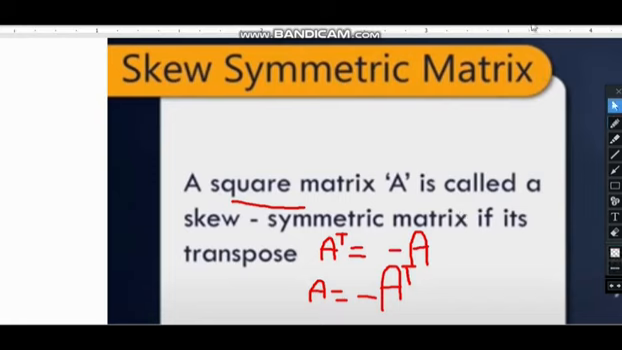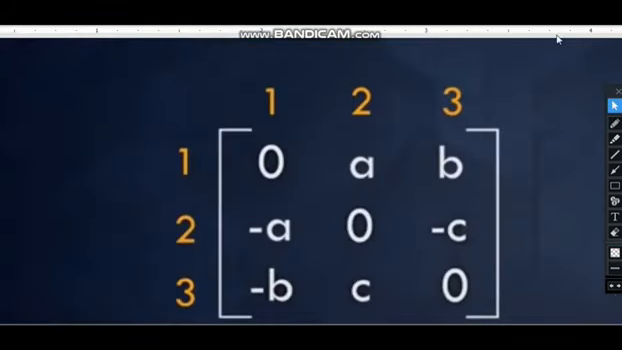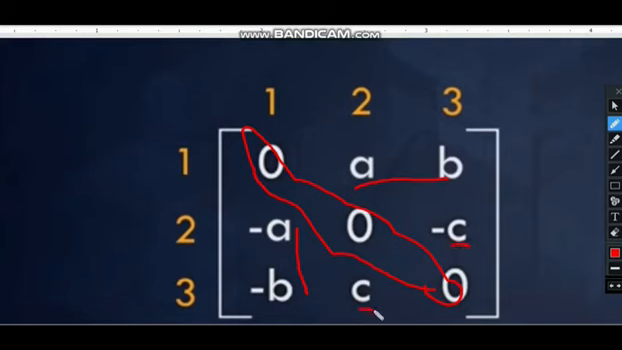A skew symmetric matrix should be in this manner. That is, all the diagonal elements should be 0, because you should have a negative sign. So all the diagonal elements should be 0, and these numbers should be given in a negative manner here. Then only you get A transpose is equal to minus A. So there we find the element should be repeated here, but here there should be a negative sign. And keep it in mind that for a skew symmetric matrix, all the diagonal elements should be 0.